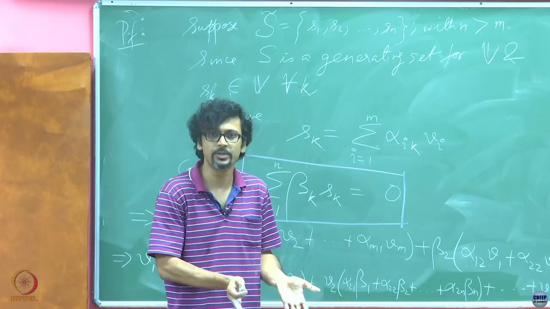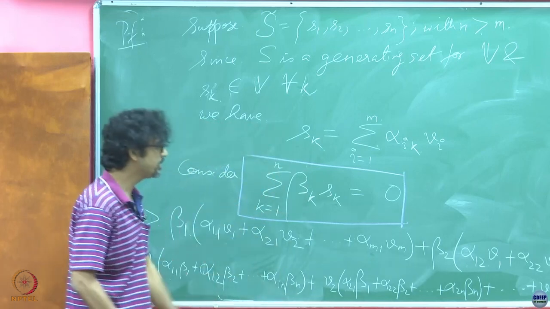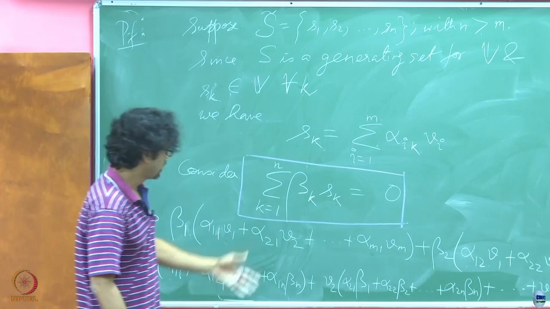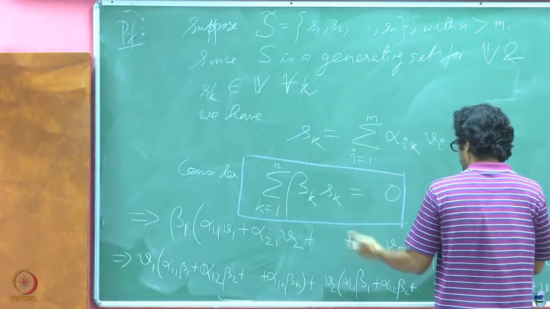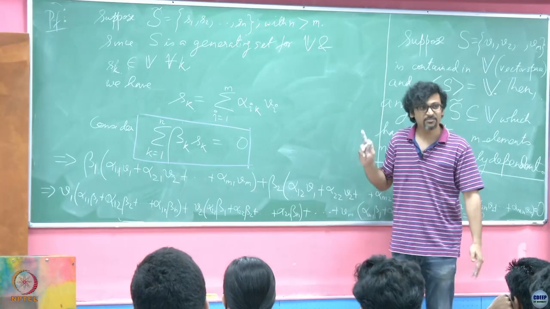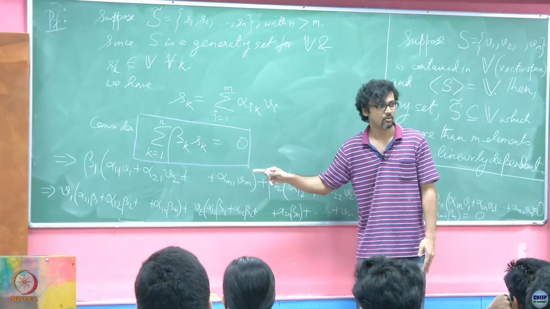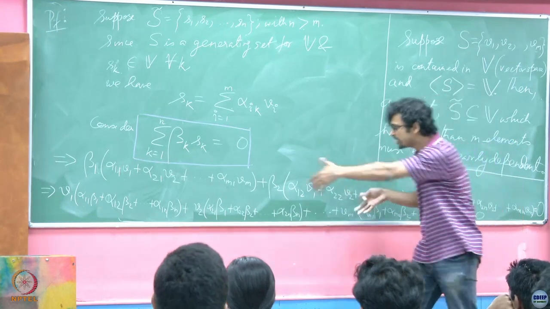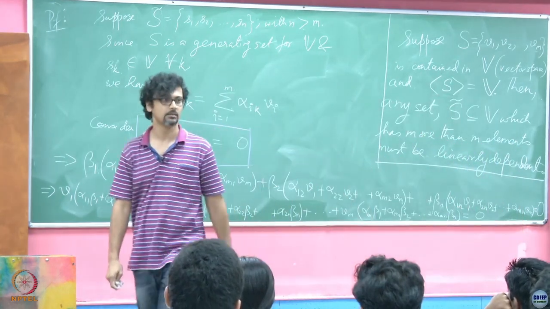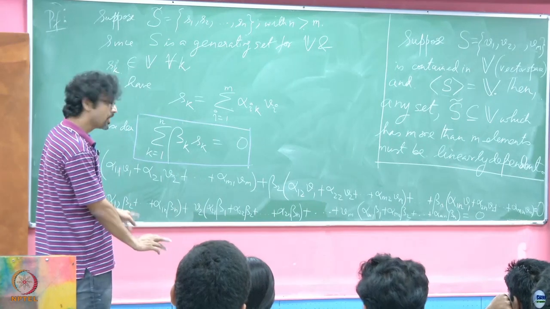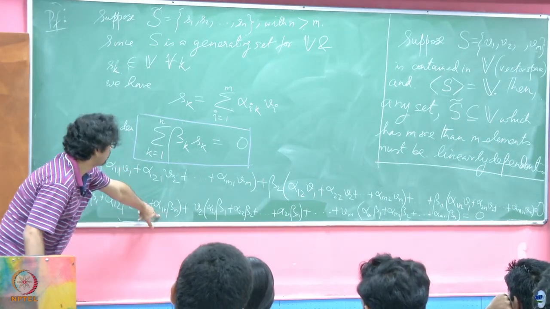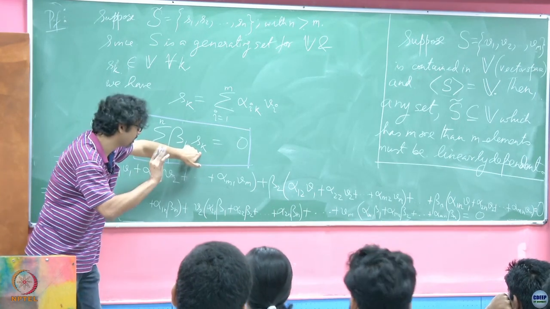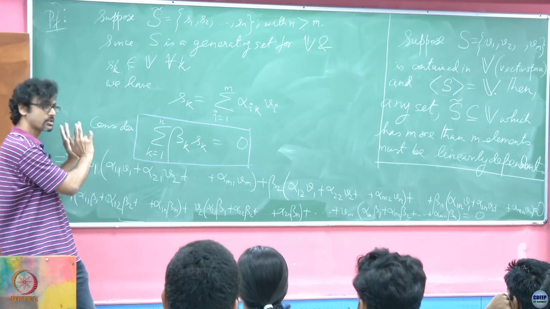If I do force them to be 0, what does that lead me to? If I can find some betas, which despite being non-zero, lead to each of these coefficients being 0, what does that mean? Does it not mean something? Because within this expression, what is hidden is essentially this expression. So follow this point very carefully. I am not assuming linear independence of the V's.